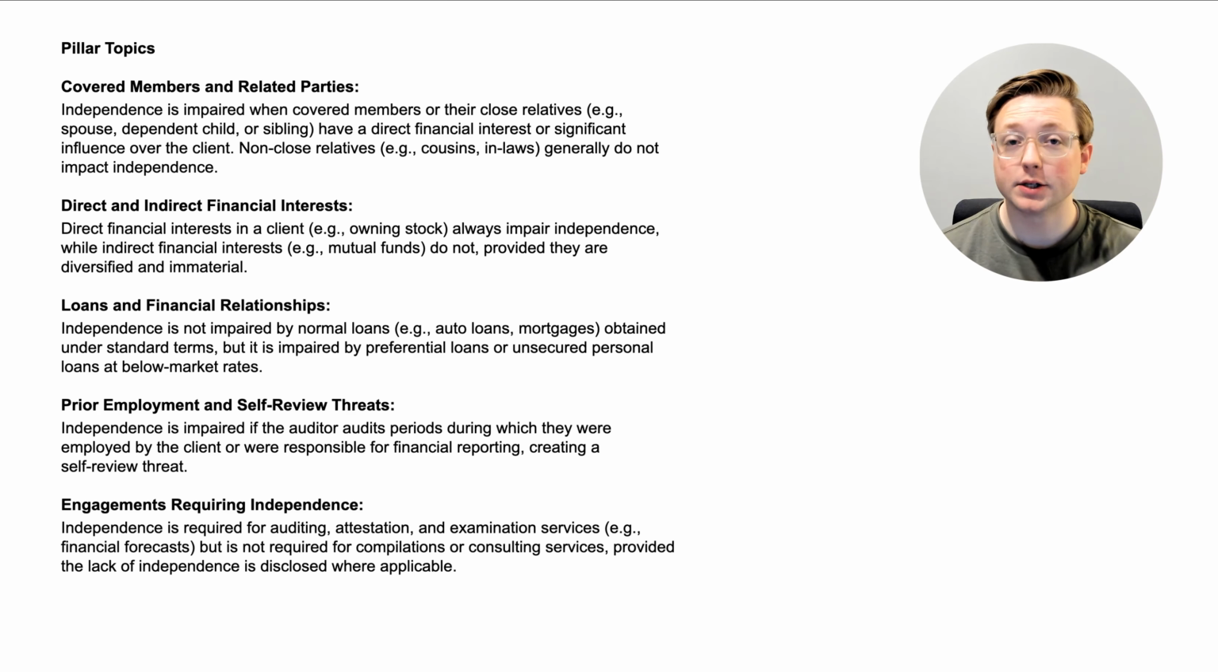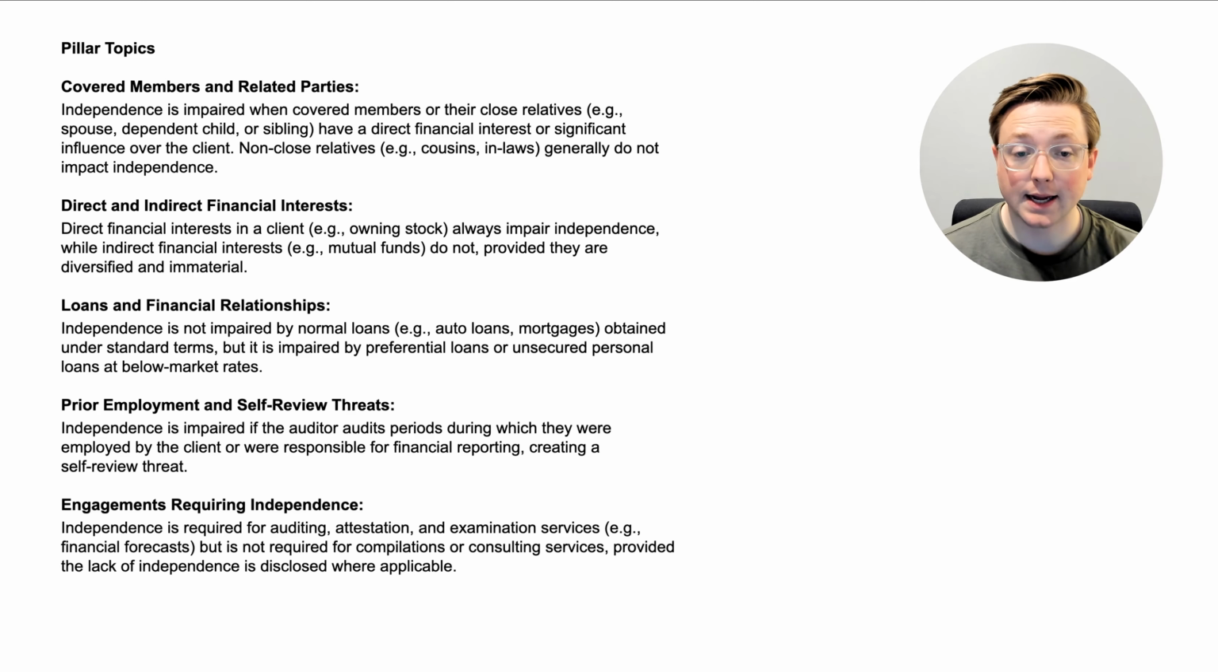First off, covered members and related parties. Independence is impaired when covered members or their close relatives, and that would be things like their spouse, their dependent child, or sibling. There's a few others, but of course, some things like that, have a direct financial interest or significant influence over the client. Non-close relatives, such as cousins or in-laws, generally do not impact independence.